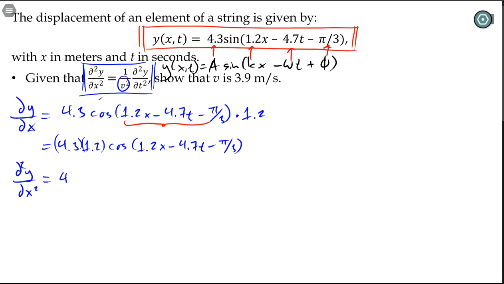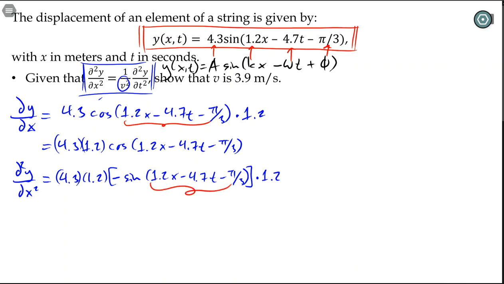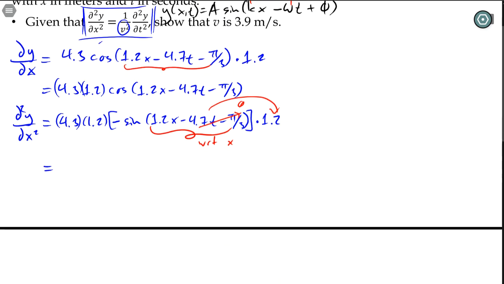Okay, and so this is still going to be 4.3, but now it's minus sine, use a bracket there, then once again multiply by the derivative of what's inside the argument of the trig function, and that just results in 1.2, because remember, these basically are constant with respect to x. And so the second derivative turns out to be, just for that first part, 4.3, the amplitude, times 1.2 squared, and it's actually back to sine, and it's negative. And just copy that argument right there.